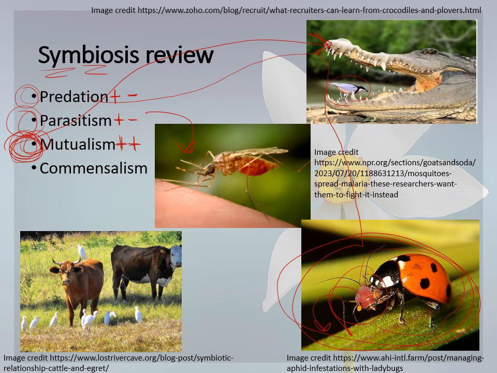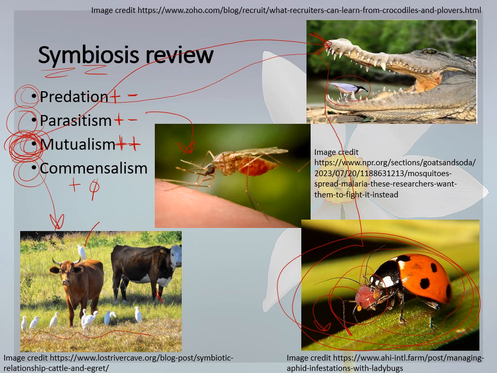The last kind of symbiosis that we're going to look at is commensalism. This is where one gets a benefit and the other one is neither helped nor harmed. It's just there. It's neutral. And the example is here with the cattle and the egrets. So these egrets are not actually eating any ticks off the backs of the cattle, but instead what happens is they just hang out by the feet of the cows.